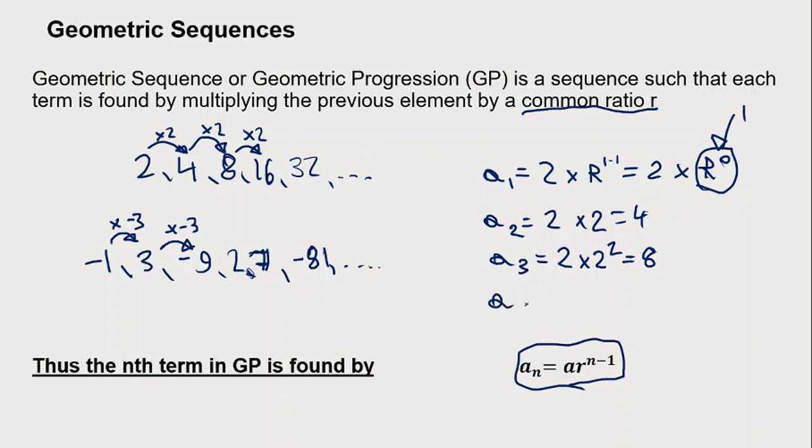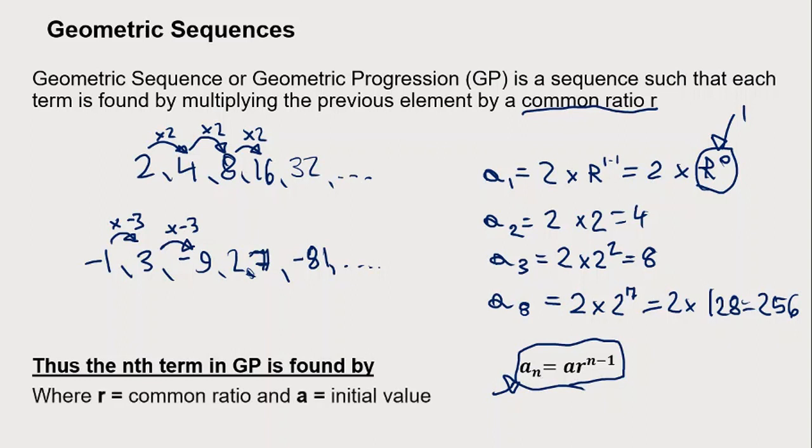So I can look for, I don't know, a8 for example. That would be 2 multiplied with 2 to the power of 8 minus 1, and that's 2 to the power of 7. So you have 2 multiplied with, I believe, 128, and that's 256, and so on. So this is the formula. Again, we need to keep in mind and understand where it came from, really.